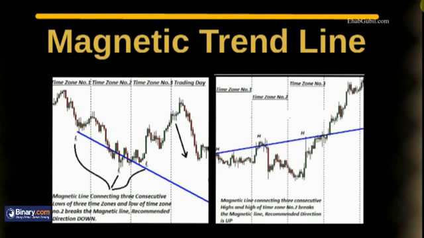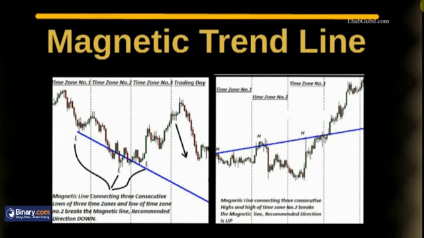A magnetic line is just a simple trend line that connects high or low pivot points of consecutive time zones with a specific breakout to be a valid one. For the bullish magnetic line, we will use 3 consecutive high pivot points of the 3 time zones 1, 2, and 3, and 3 consecutive low pivot points of the 3 time zones for the bearish magnetic line.